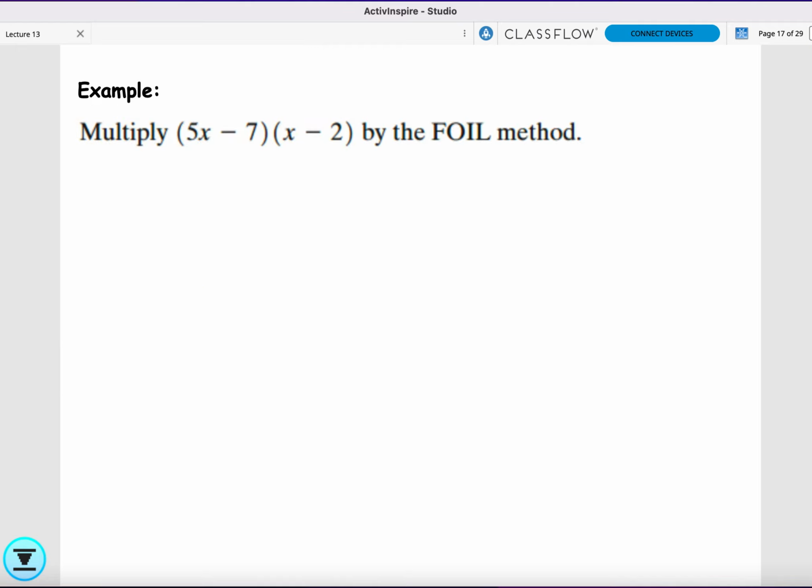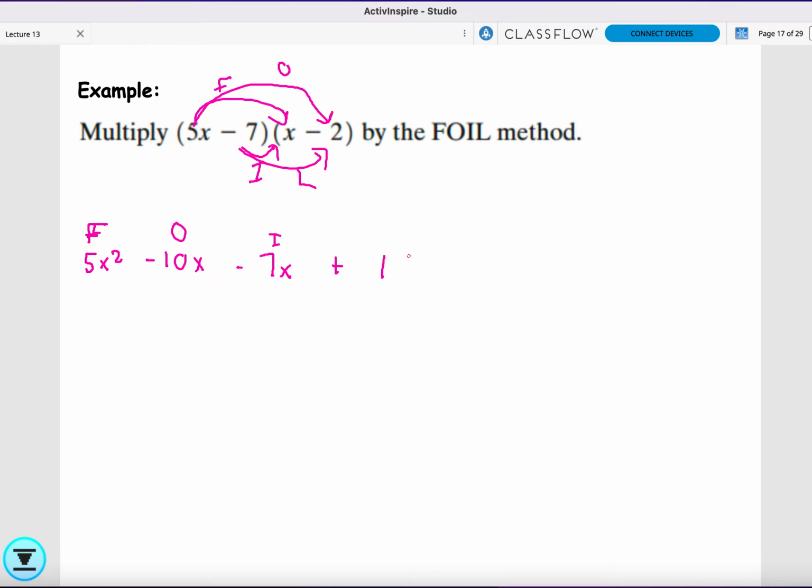Here's another example. Multiply 5x minus 7, x minus 2 by the FOIL method. 5x times x, that's the F term, which is 5x squared. And 5x times minus 2, that's the outside, which is negative 10x. Negative 7 times x is negative 7x, which is the inner term. And then negative 7 times negative 2, which is the last term, plus 14. So then we get 5x squared minus 17x plus 14. And we're done.